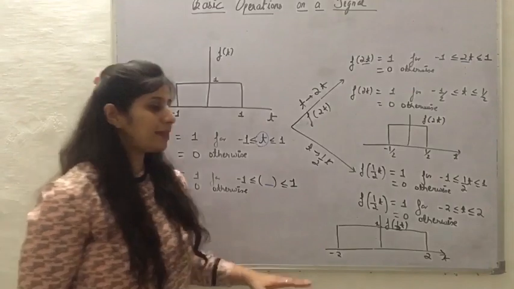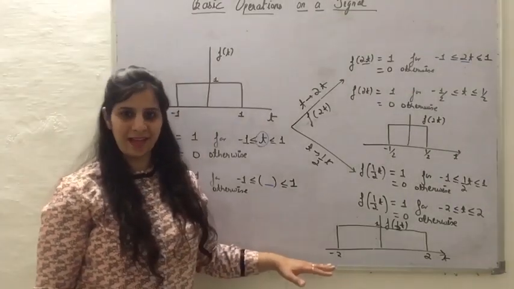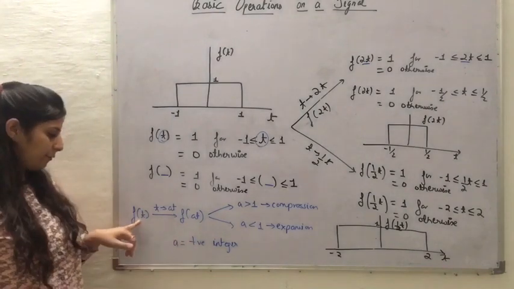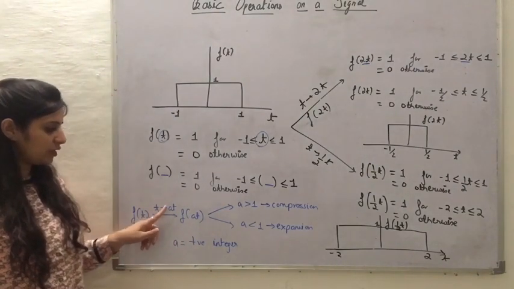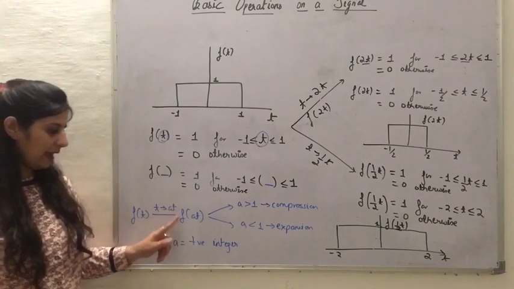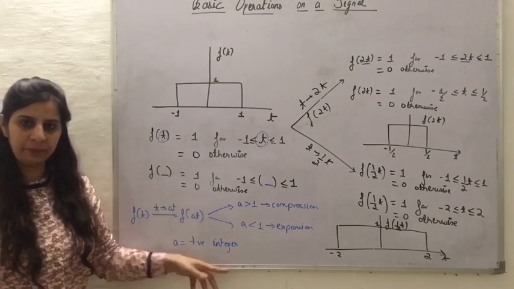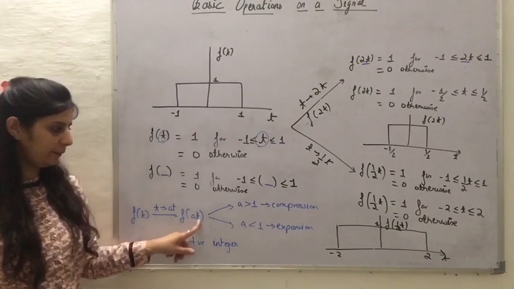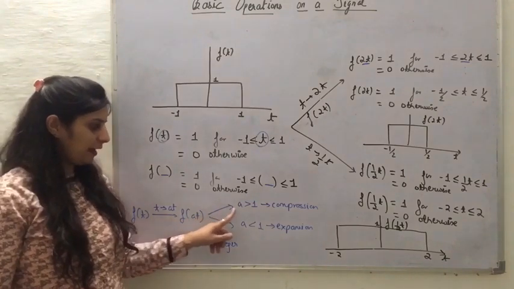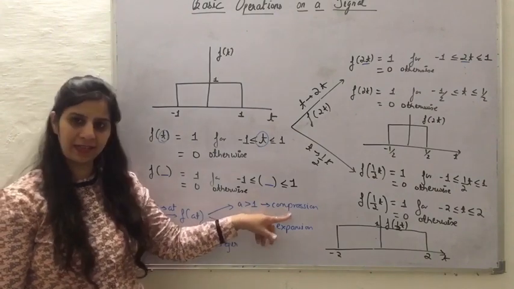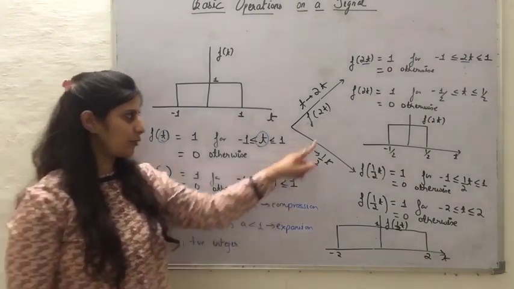This operation can be summarized as, where in f of t, if t is changing to at, where a is multiplied with t and a is some positive integer, the resultant function that we will be getting will be f(at). In this case, if a is greater than 1, it will lead to the compression of the signal in the time domain. So this you can see here.